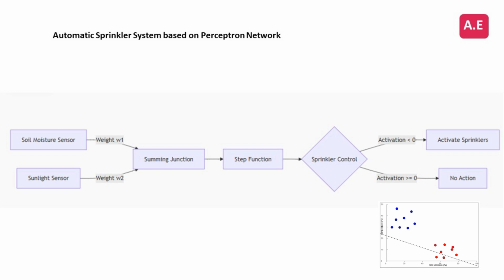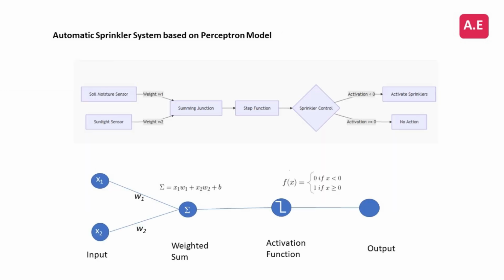This automatic sprinkler controller can be viewed as a very simple neural perceptron whose job is to decide, based on readings from two sensors, whether to turn on the water. The two diagrams encapsulate a simple yet powerful decision-making architecture. On the top is the flow chart of the computation, and the bottom diagram shows the corresponding perceptron network.